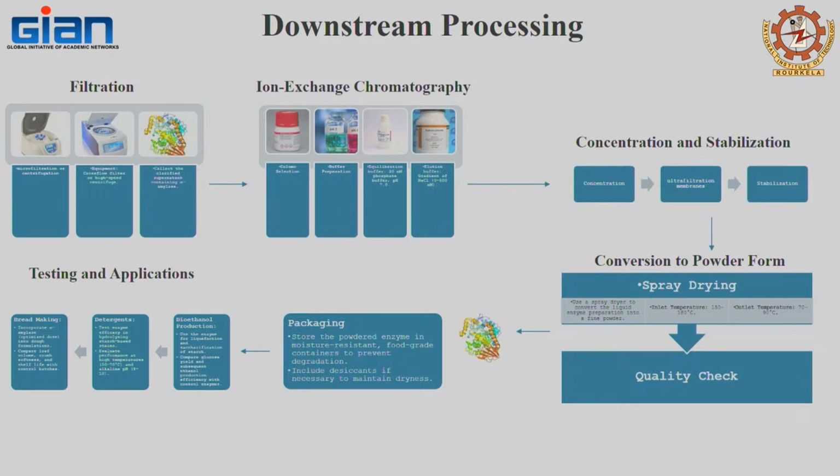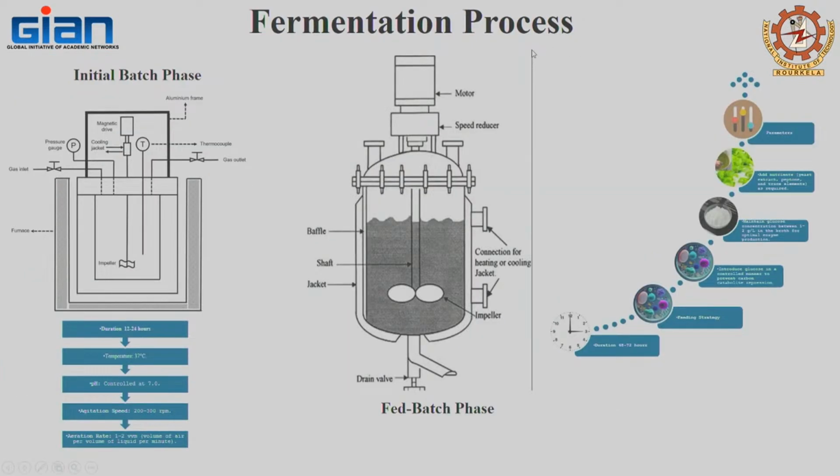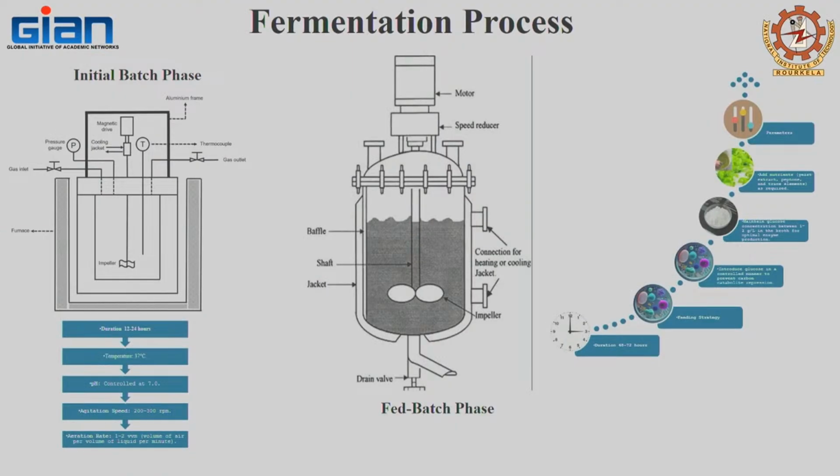So the fermentation process we used was the fed batch fermentation process, which was a stirred tank fermenter operated in fed batch mode. So we took an initial batch phase and then a fed batch phase. The initial batch phase was about 12 to 24 hours, operated at pH 7 and 37 degrees Celsius temperature. And the next was a fed batch phase, which was operated for 24 to 72 hours. Next, the upstream processing and the fermentation part is done.